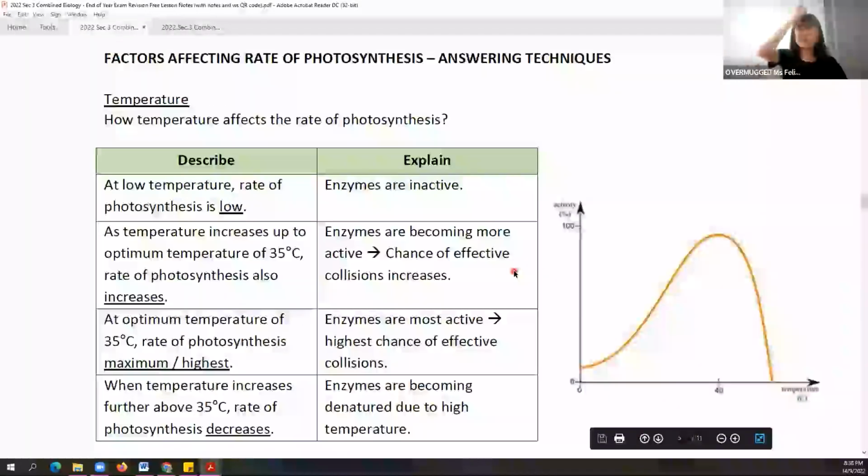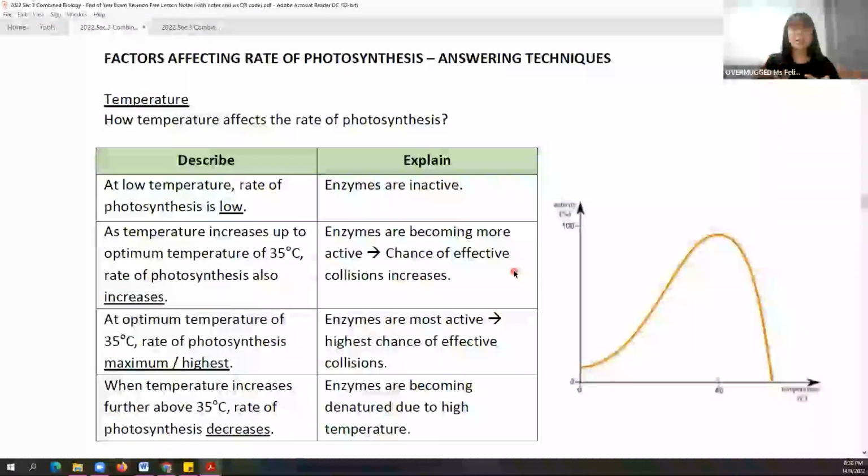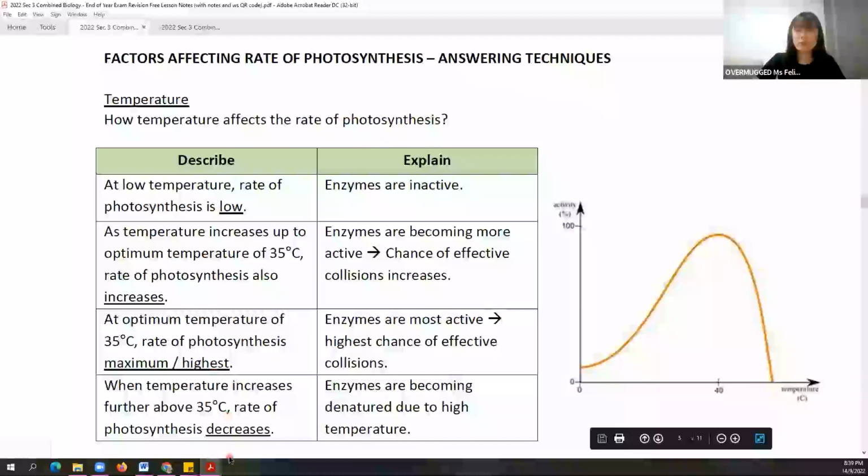Okay, so the next part over here, my notes are always structured in a way that can help you to answer your school exam questions. So you read the question also. These are the factors affecting rate of photosynthesis. One of the factors is temperature. If the question is asking you how temperature affects the rate of photosynthesis, and it only asks you to describe, you just write the first column. But if the question asks you to describe and explain, then you need to write both columns. The explanation is because during photosynthesis, enzymes are involved, so it's dependent on temperature.